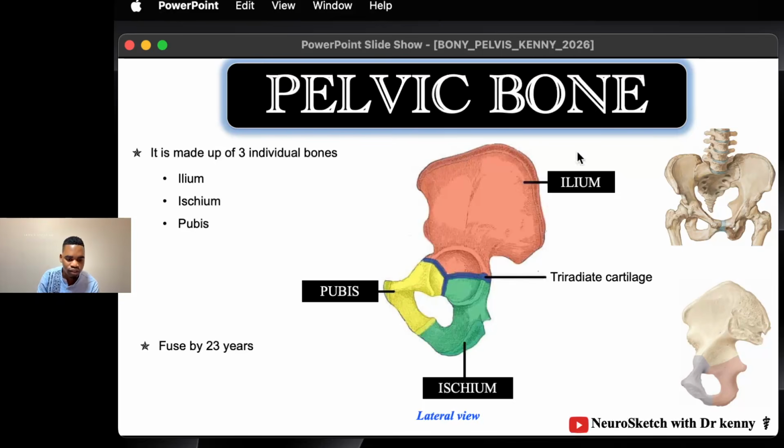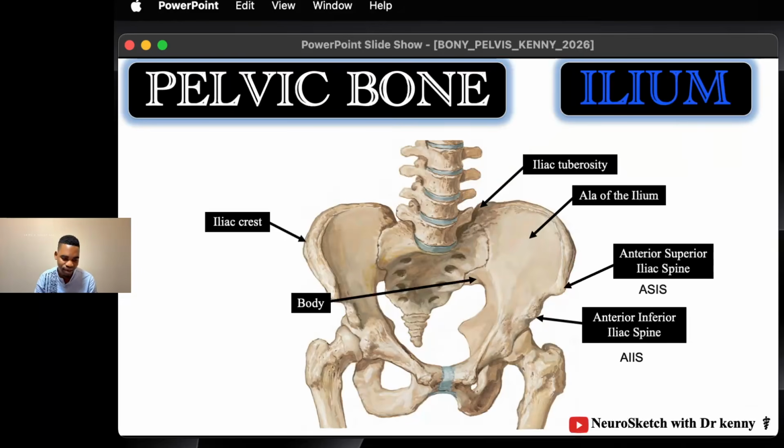What are the bones? One more time. You have the ilium, ischium, and pubis connected here by the triradiate cartilage, and this is usually a cartilage that fuses around 23 years of age. Meaning if you are still a teenager, there is a high likelihood that your pelvic bones haven't fused yet to become a single bone, but actually it's got three parts.